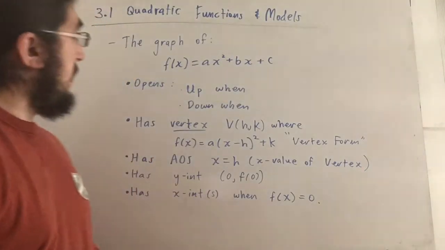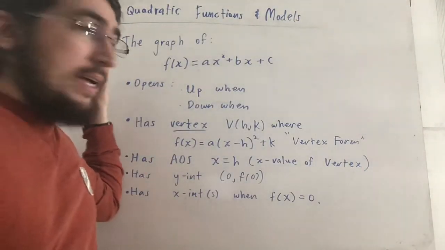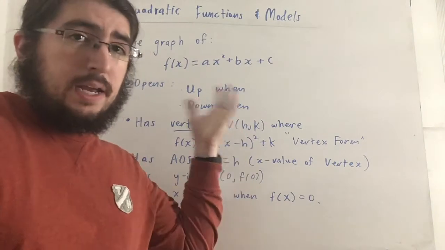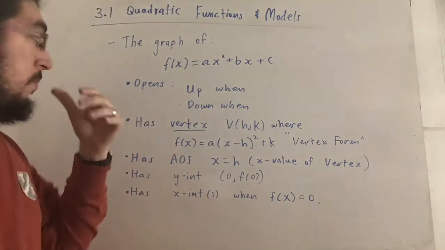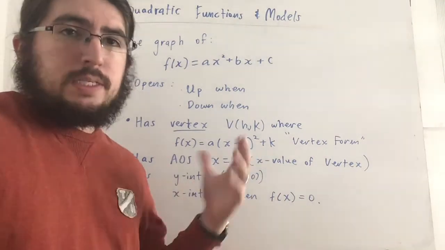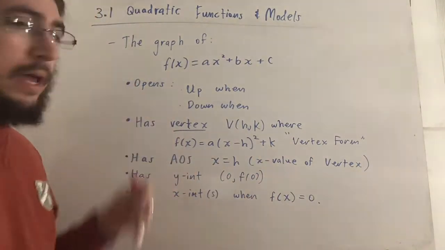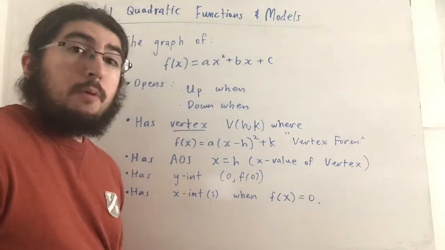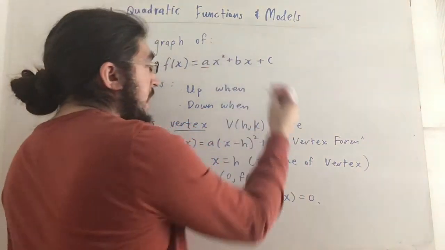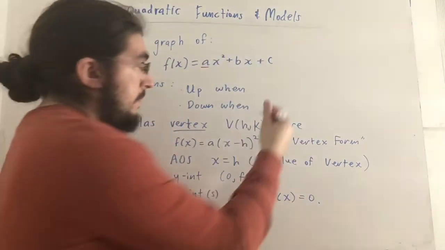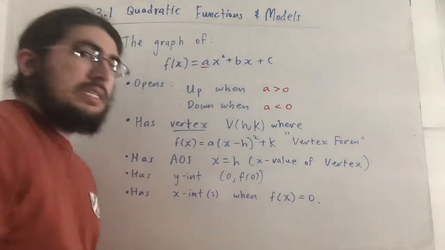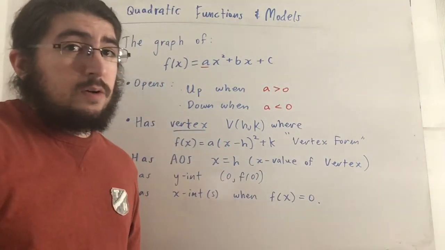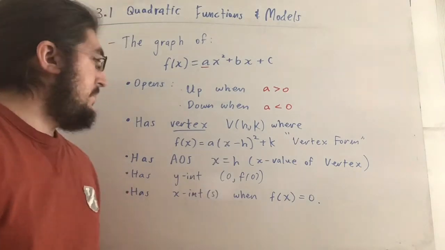Alright, so now let me say that the graph of f of x equals ax squared plus bx plus c, any quadratic function, has the following properties. So the parabola, it's always a parabola, we said that earlier. So the parabola will either open up or down. It opens up when the leading coefficient, a, is bigger than 0, and opens down when a is less than 0. And remember, a is never 0, or else it wouldn't be a quadratic function.